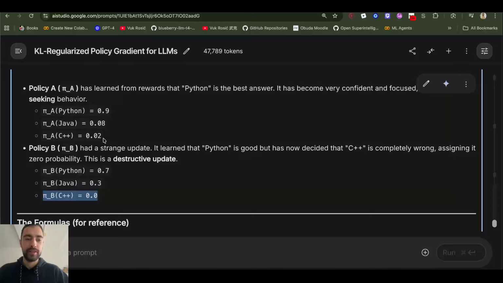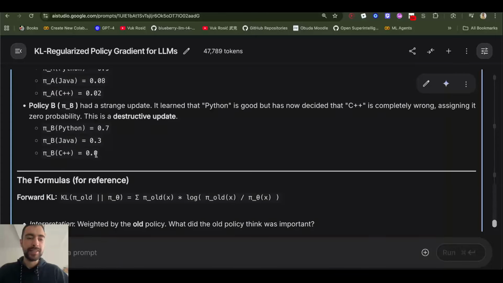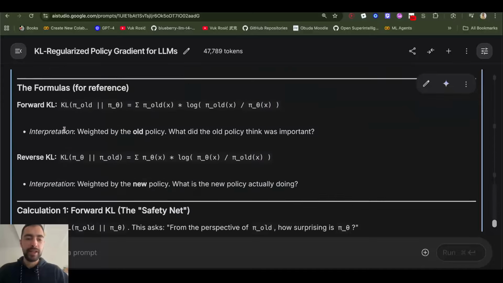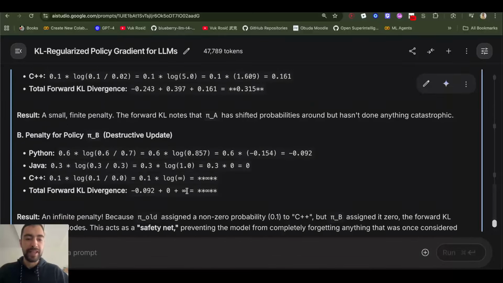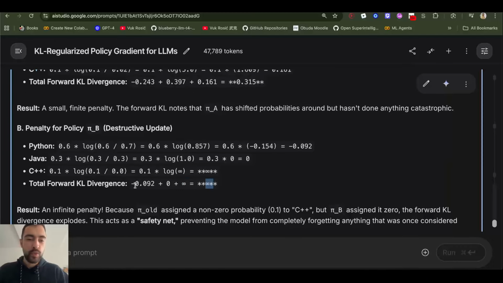So forward KL divergence actually doesn't want us to give 0 probabilities to things that had some probability here. And you will see that this second example in forward KL divergence will have infinite divergence, which is a huge number. That's a lot of divergence and we don't want that. That's because we have 0 here. We are dividing by 0. And so log of infinity, we have infinity.